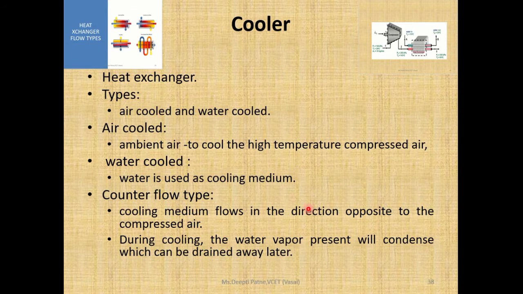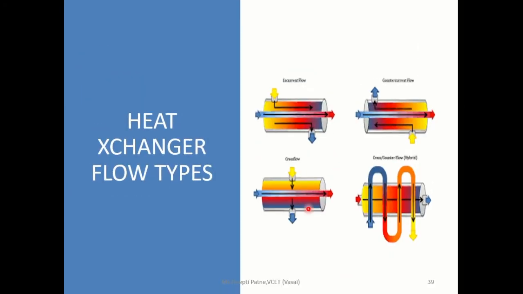A cooler is basically a heat exchanger. There are two types of heat exchangers available: air cooled and water cooled. Simply, air cooled is where air is the cooling media, and water cooled is where water is the cooling media. But their method of flow will decide the efficiency of the heat exchange. The first type is co-current flow. As you can see, the direction of the flow in both cases is the same. Suppose I am considering water as the cooling media, so the cooling water is flowing in the same direction as your hot air is flowing. So this is a co-current flow.